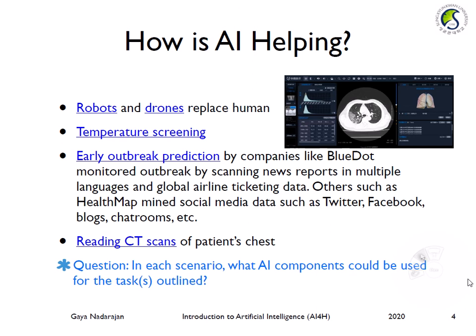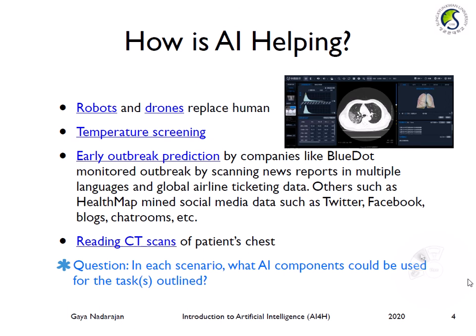But a more common way of dealing with this would have been through social media. Most companies would mine social media data and see what kind of things people are talking about. Are people Googling for flu, or doing certain things, and that would alert them, and they start to see. So a lot of companies are doing these kinds of things, text mining.